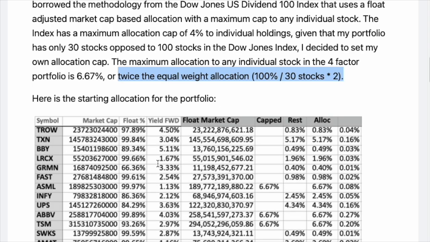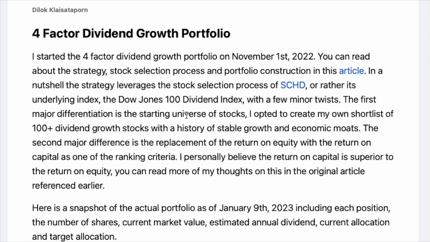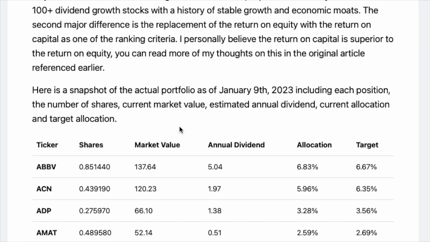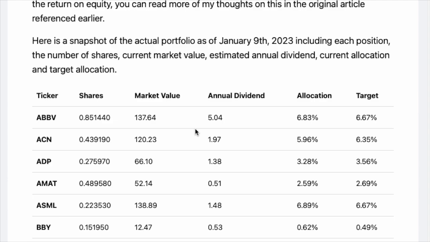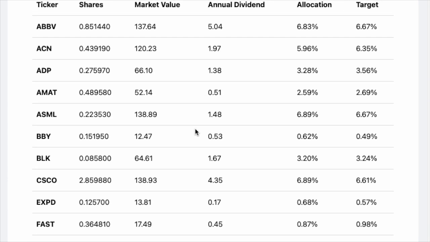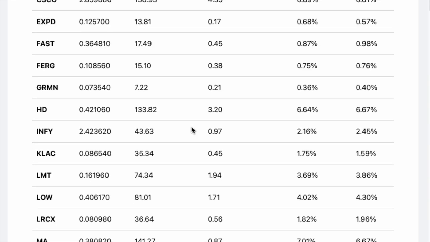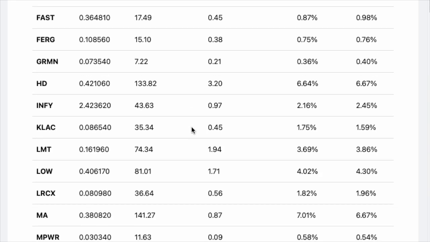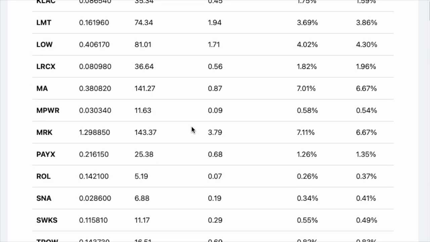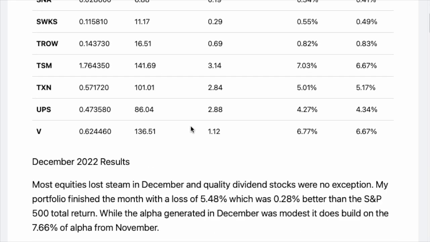So once I had my top 30 holdings, and the asset allocation all set, it was time to implement this portfolio, and I launched it on November 1st of 2022. Here is a snapshot of the actual portfolio as of January 9th, 2023. It shows all of the positions, the share count, the market value, the annual dividend, the current allocation, and the target allocation. I'll leave a link to this article in the description below if you want to browse this table on your own time. Let's talk about the performance results.